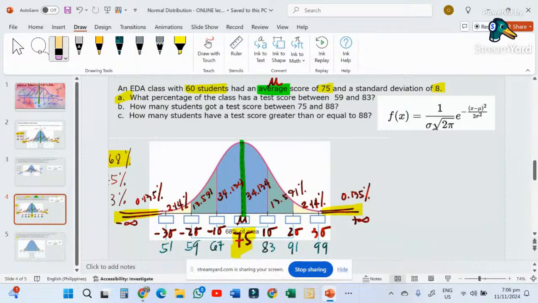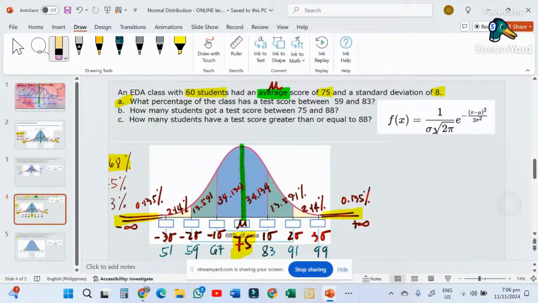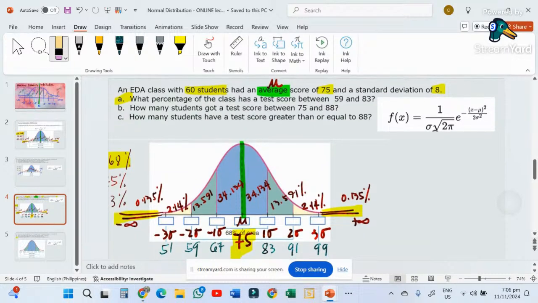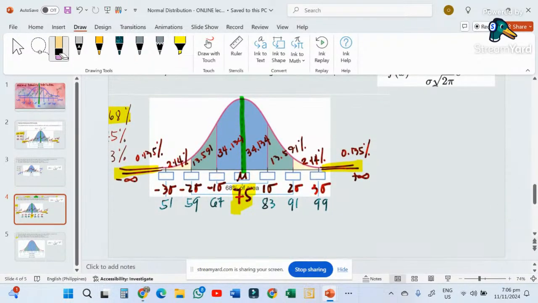Right, we're going to do the calculation of letter A in 2 ways. One by formula and one by the curve. So again, it says 60 students are there, average is 75, standard deviation is 8, and we have plotted them very clearly in our normal distribution curve. Let's go now to letter A. What percentage of the class has a test score between 59 and 83? Between 59 and 83.